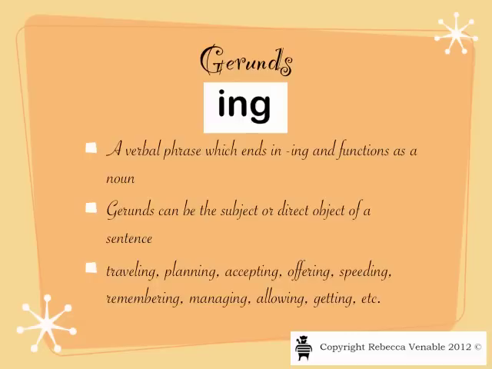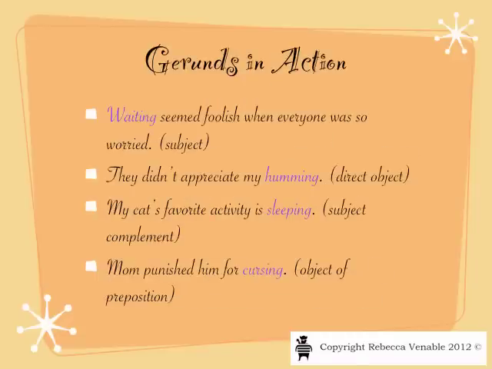A gerund is a verbal phrase that ends in ing but functions as a noun. It can be a subject or a direct object of a sentence. Because it is functioning as a noun, it needs to be in those places in a sentence structure. So traveling, planning, allowing, remembering, offering, getting, these are gerunds when used properly. Otherwise, they're just verbs with an ing ending. So a gerund in action looks like this.